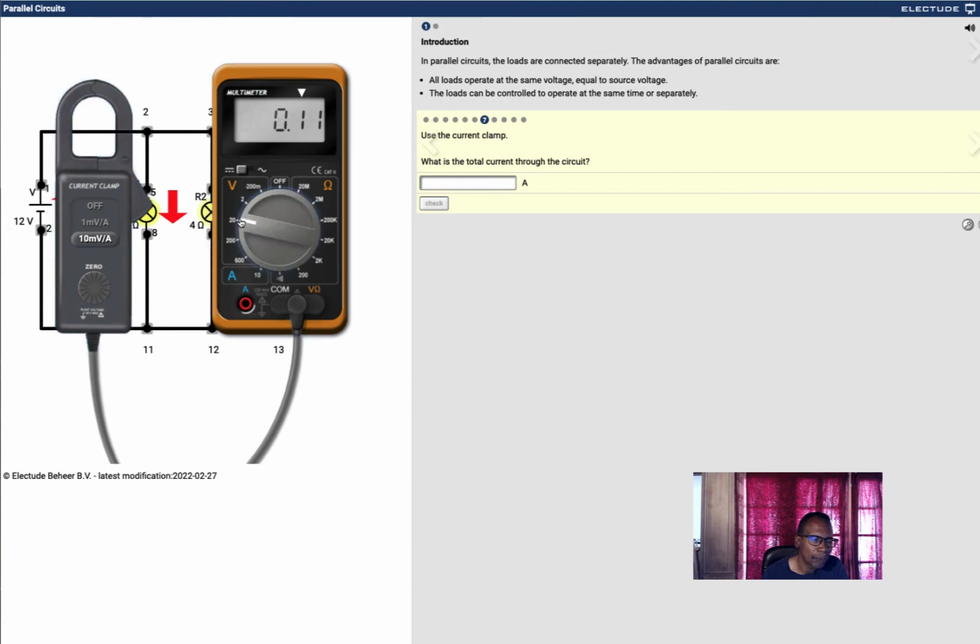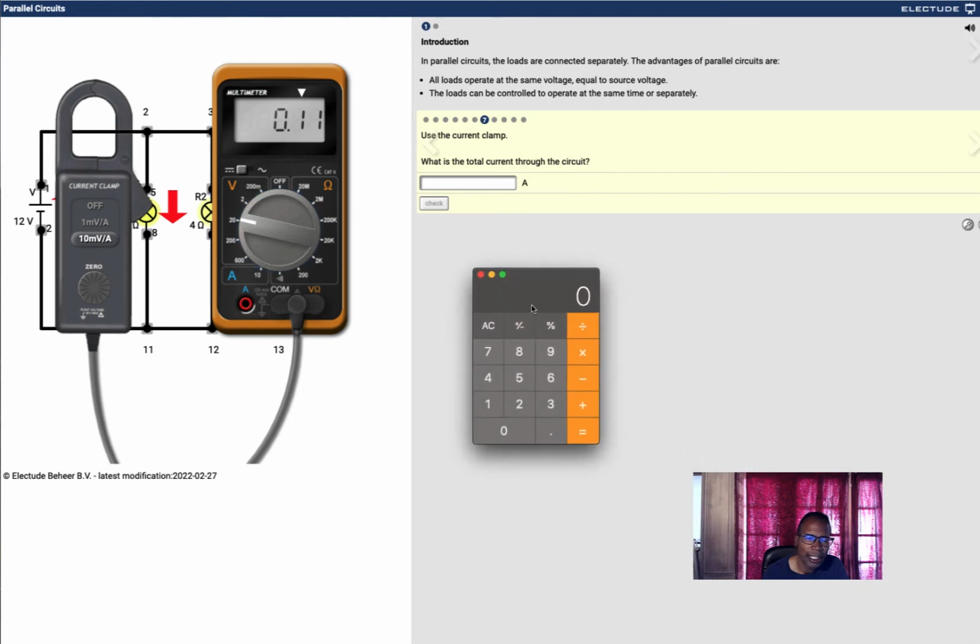Voltage. Now, my reading is 0.11. How many amps is that? It's one way you can do this. I could take this milliamps, 10 millivolts times an amp, and convert this to amps. It would be 0.010.